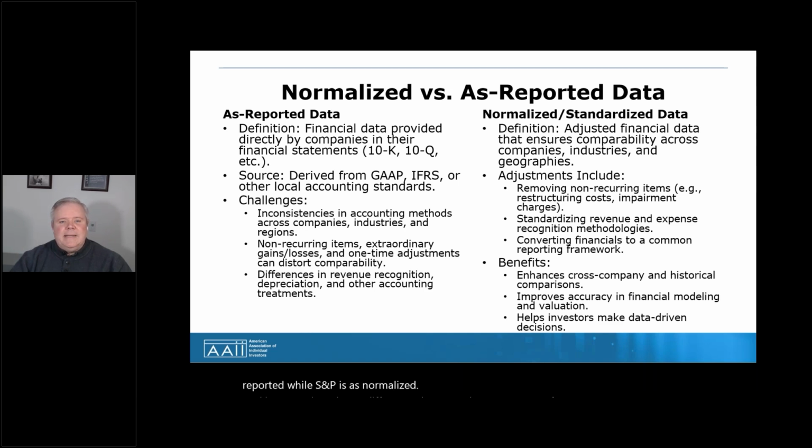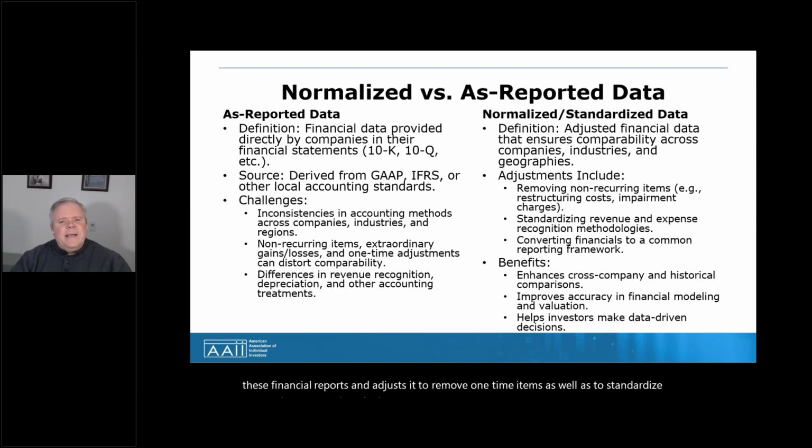As reported data, as its name may indicate, means that this data comes directly from companies' filings as they've reported them. So these are 10Ks, 10Q reports, etc. On the other hand, normalized data takes the filing data that appears in these financial reports and adjusts it to remove one-time items as well as to standardize accounting assumptions for better comparability.